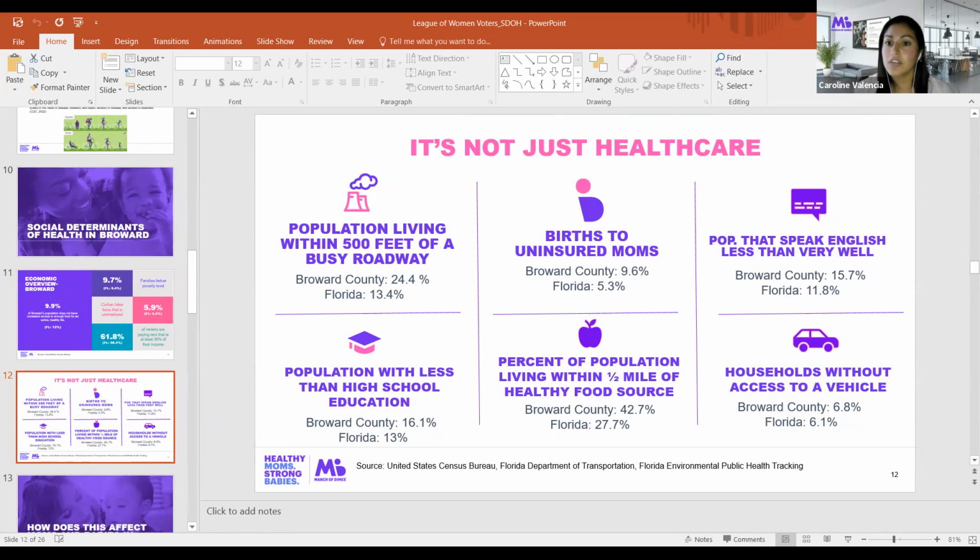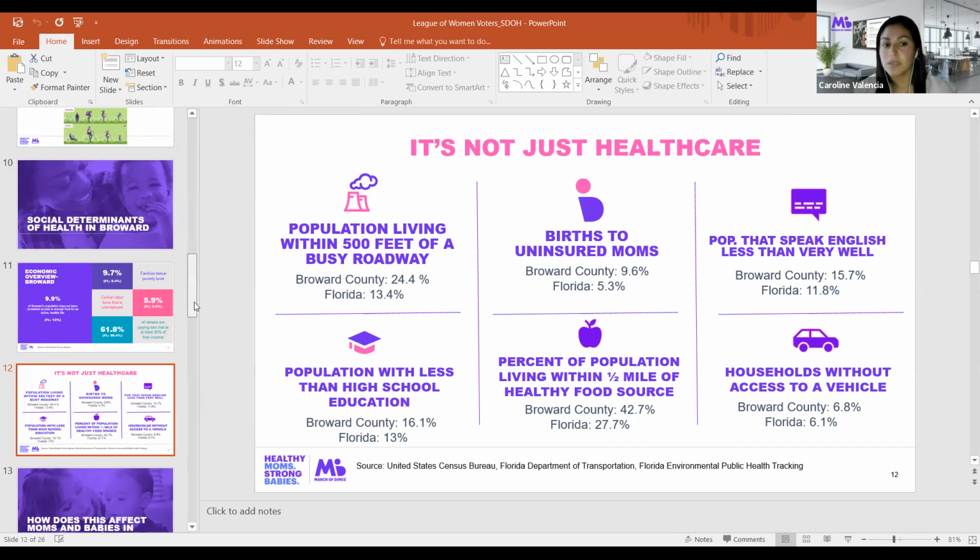We have about 16% of our population that speaks English less than very well, usually because they speak other languages. So we want to make sure that information is in those other languages so that all of our populations represented can understand. About 16% of the adult population had less than a high school education. About 43% lived within half a mile of a healthy food source, but conversely, over 50% didn't. And about 7% of households did not have access to a vehicle, which is concerning when we think of getting to provider appointments, getting to those good paying jobs that you typically have to travel to.